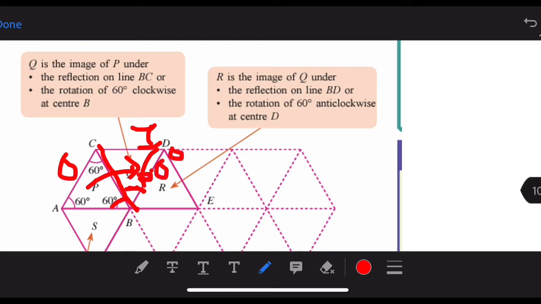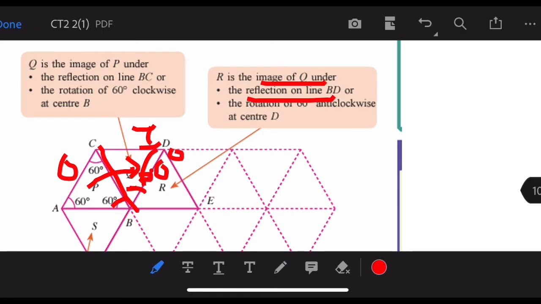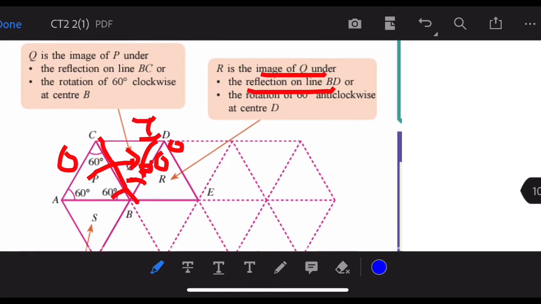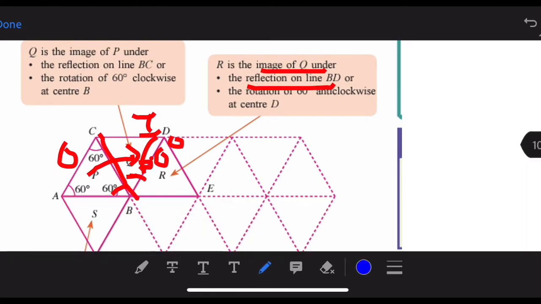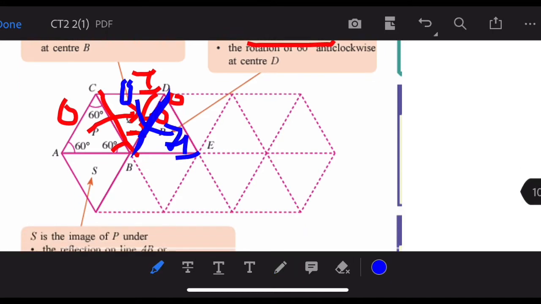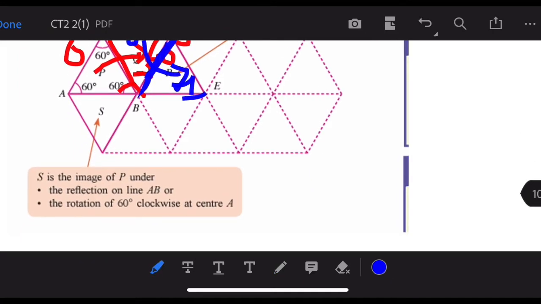Okay. So R is the image of Q under reflection of the line. The line of reflection is here. This is the line of reflection. Let me underline. This is the line of reflection BD. The rotation of 60 degrees anti-clockwise at the center D. Yes, you rotate. This is the object. This is the image.